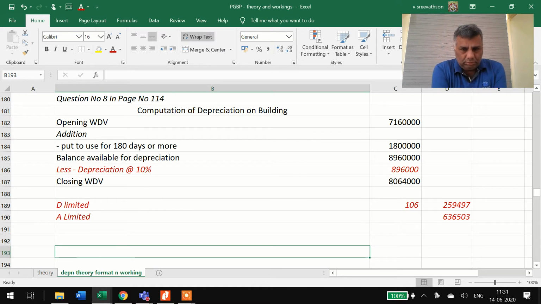The opening WDV and depreciation should definitely be proportionally bifurcated. Depreciation on opening WDV will be computed separately. That is, in other words, whatever assets both the entities have used, that will be computed separately. Whatever asset one entity alone is using, that alone will be computed separately. Add it up. That's all.